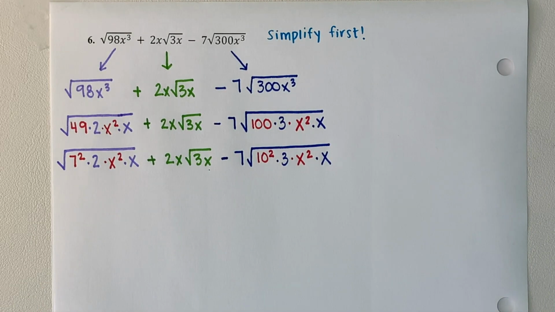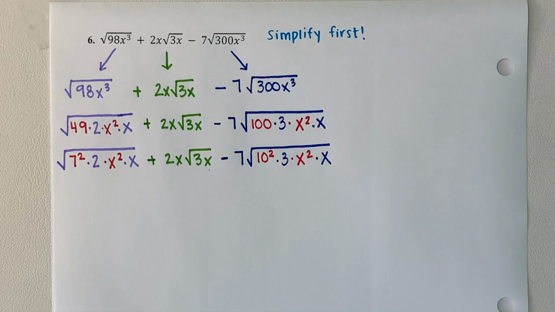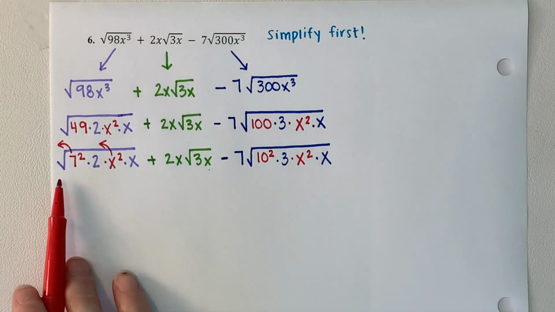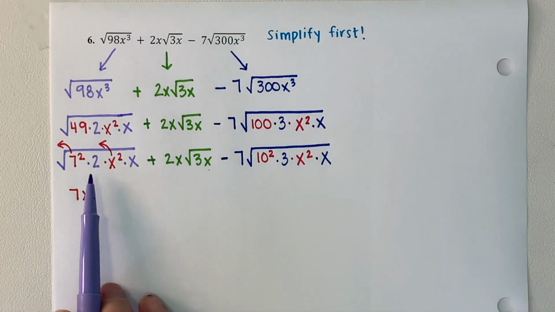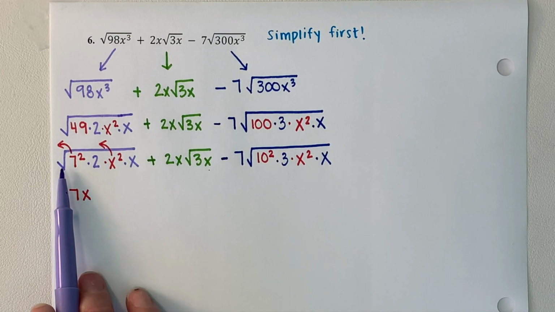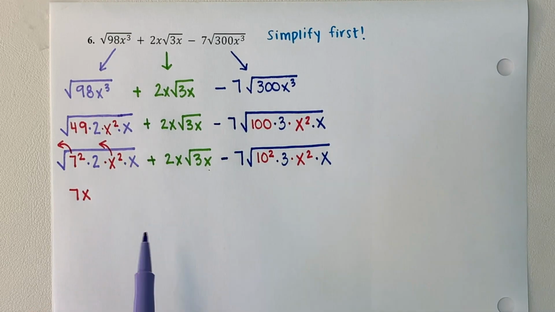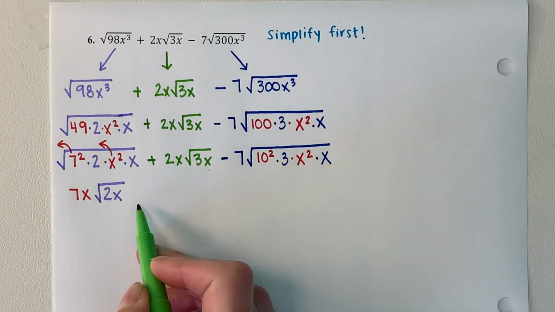Our next step, anything underneath the radical that has a 2 for an exponent can be pulled out of the radical. So in this first radical, we'll pull out the 7 and we'll pull out the x. This 2 and this x do not have a 2 for an exponent to cancel the square root, so these are left underneath the square root symbol. And we'll continue to carry this expression down.